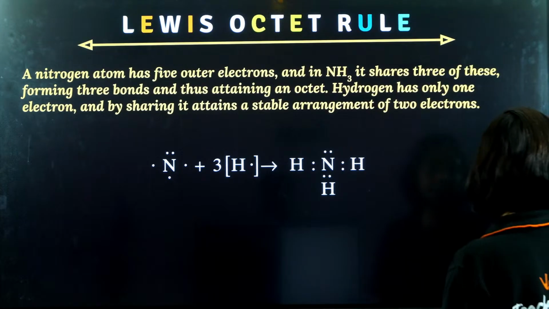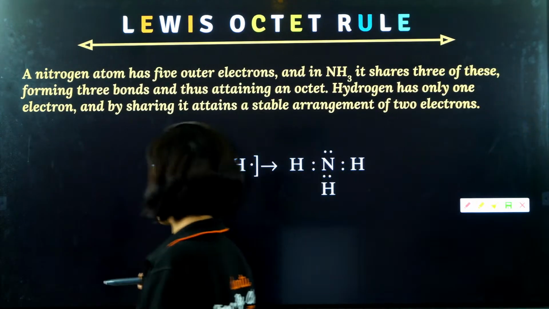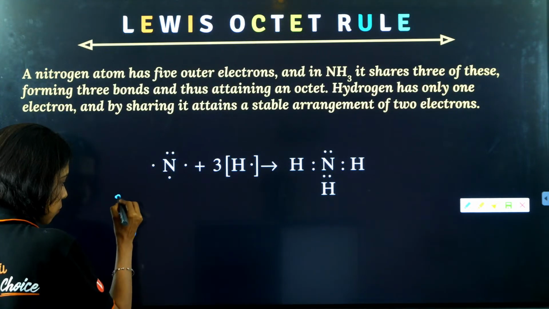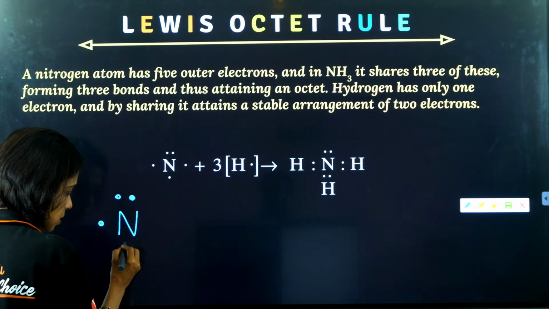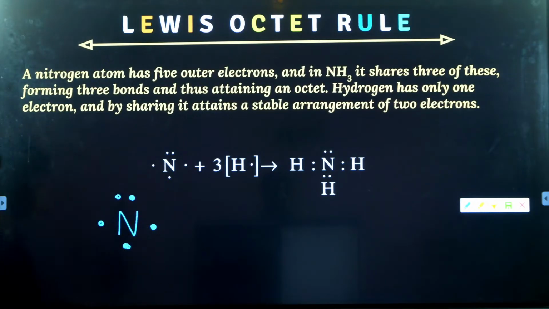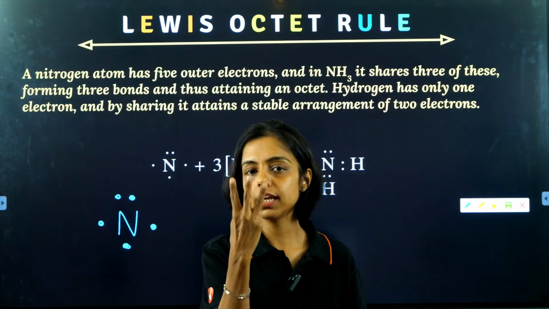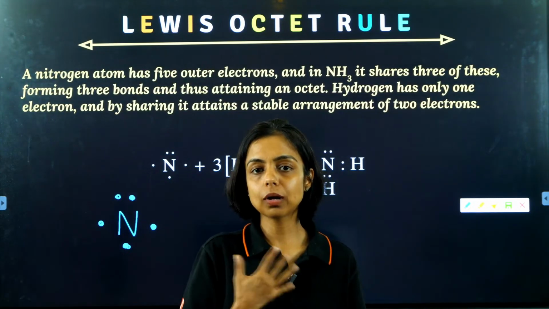Ammonia. Another example is ammonia. As I just told you, nitrogen has 5 valence electrons. Let me draw 5 dots around nitrogen, the Lewis symbol. Now nitrogen has 5 valence electrons and it needs 3 more electrons to complete its octet.